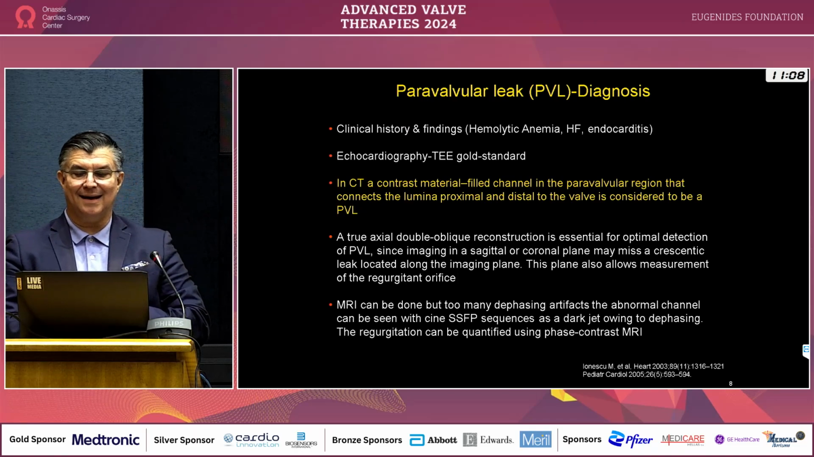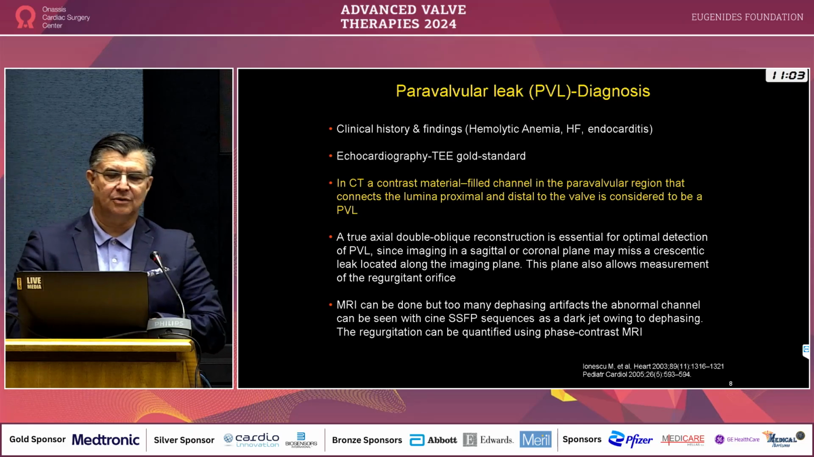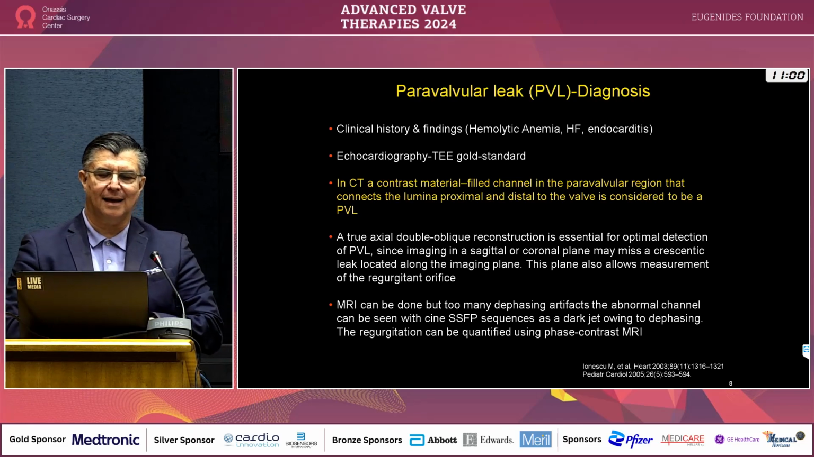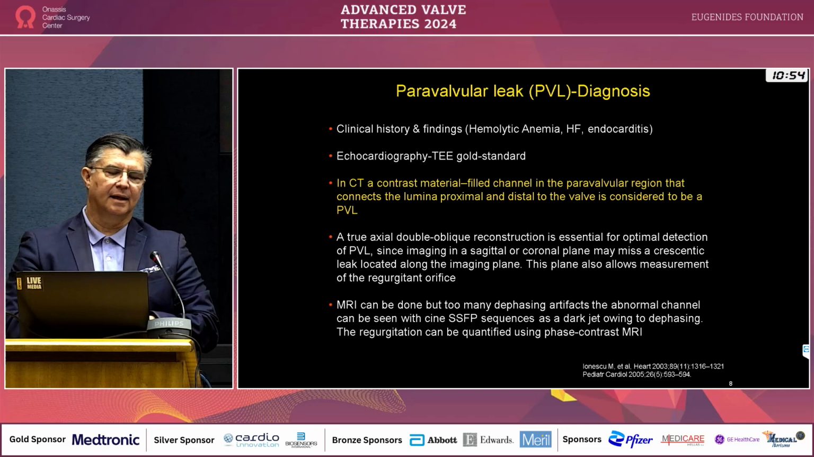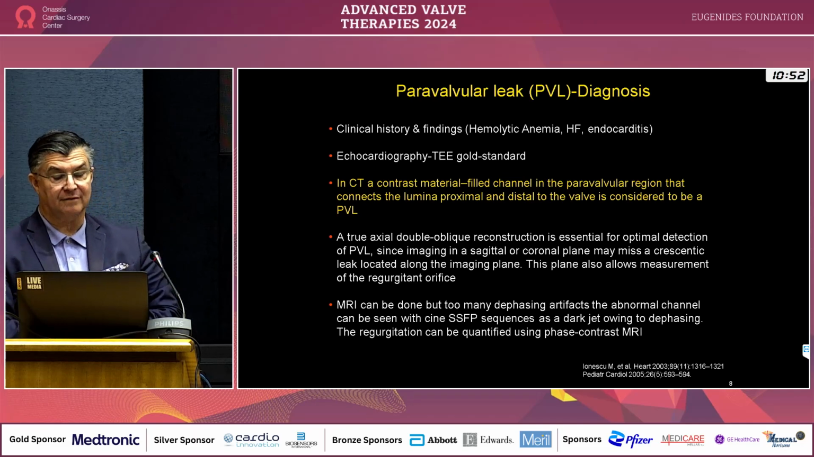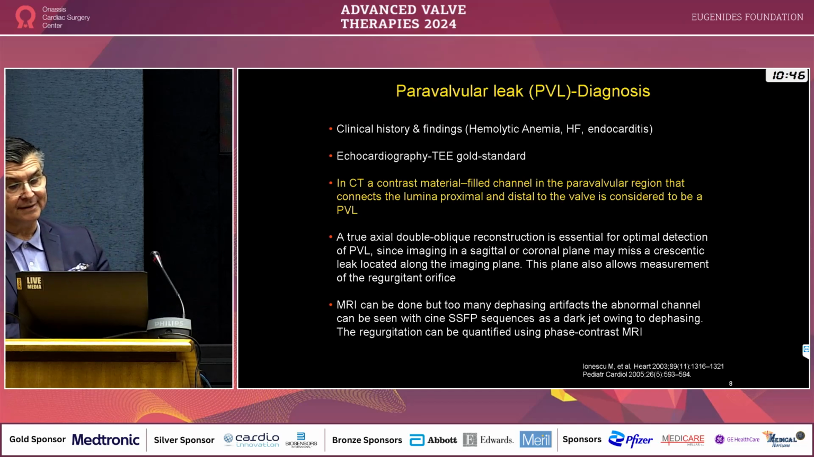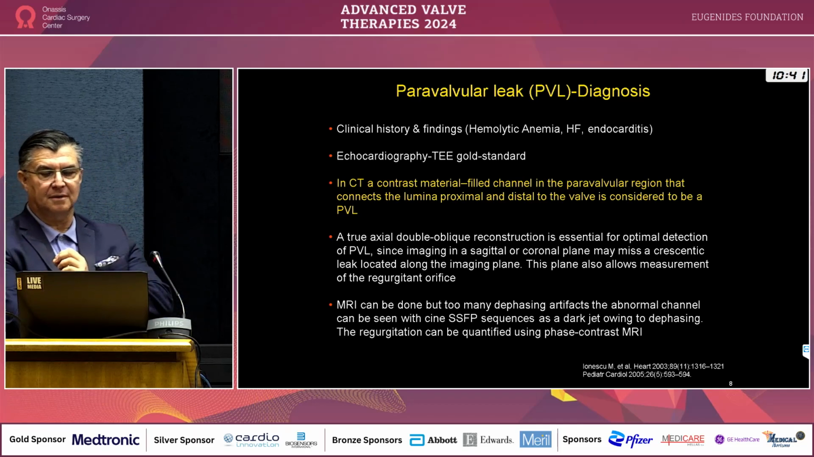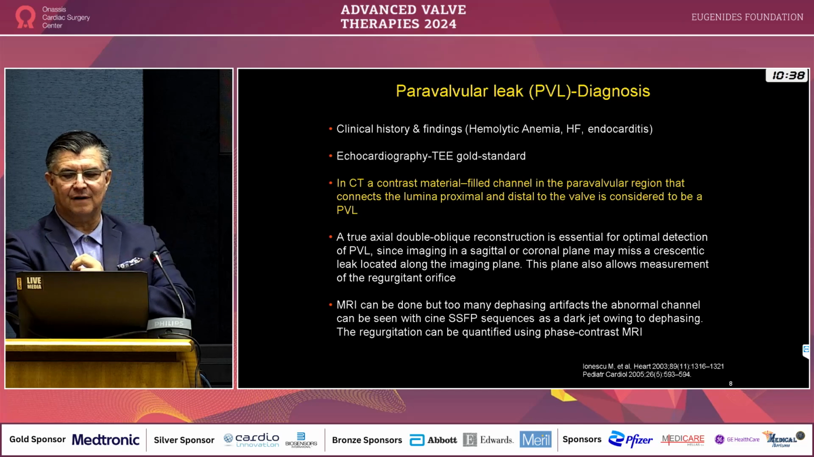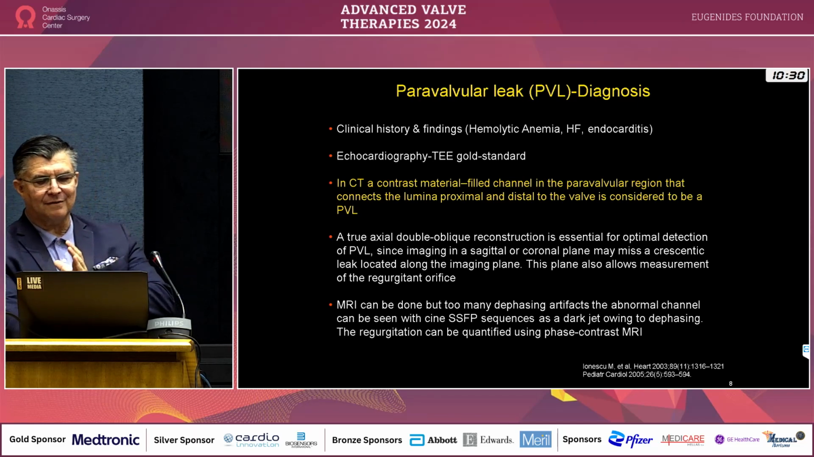Now, how do we diagnose PVLs? To begin with, maybe first and foremost in importance is the clinical history and clinical findings. That's hemolytic anemia, heart failure, and endocarditis. The first imaging tool is echocardiography, and transesophageal echo is the gold standard. When it comes to CT, you have to see a contrast-filled channel in the paravalvular region that connects the two lumina.